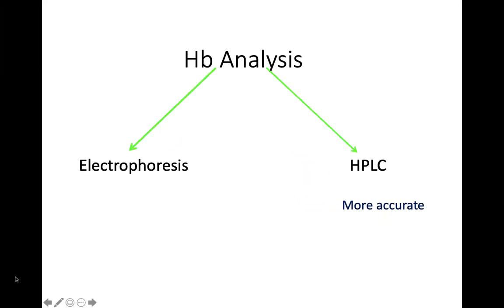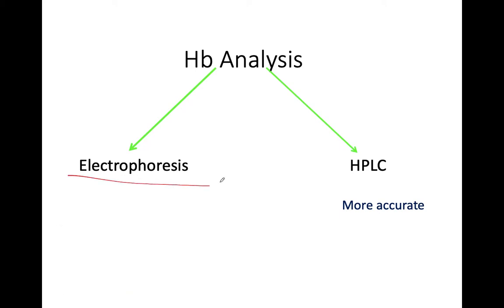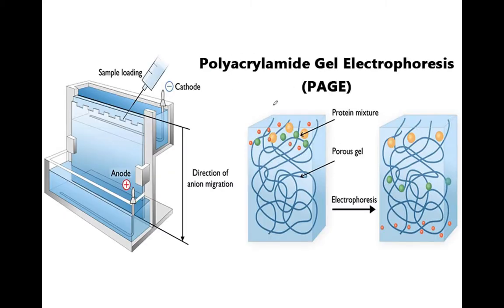Okay, so today I'm going to talk about the hemoglobin analysis. In this video we will talk about electrophoresis, and in the second video we will talk about the more accurate HPLC. Now we will start with a simple definition and the principle behind electrophoresis. First of all, electrophoresis simply means the migration of charged particles under the influence of an electric field.